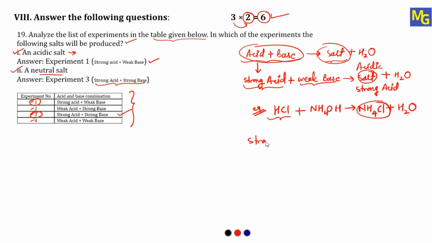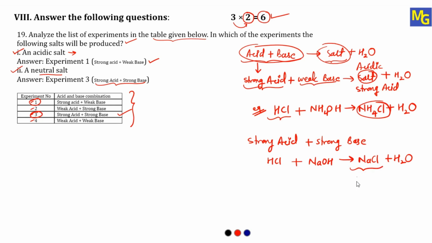Now what happens? If the acid is strong and the base is also strong, then both will suppress each other's property, both will react completely, and therefore whatever salt we are going to get will not be acidic, it will not be basic, it will be neutral. So here we can take the example of HCl plus NaOH. Here both are strong. So whatever salt we are going to get, that is NaCl, called sodium chloride, will be neutral. It will not be acidic, it will not be basic. So therefore the answer is experiment number 3. This is the answer for question number 19.